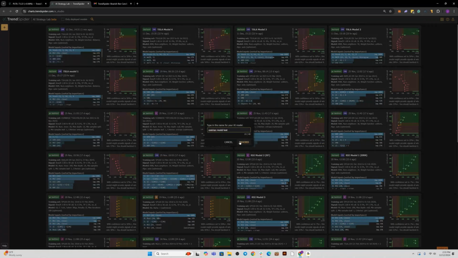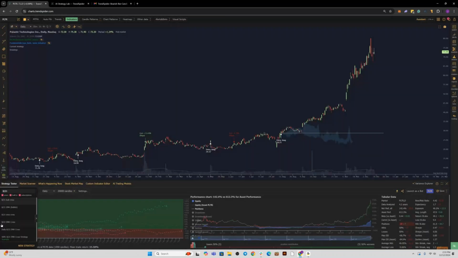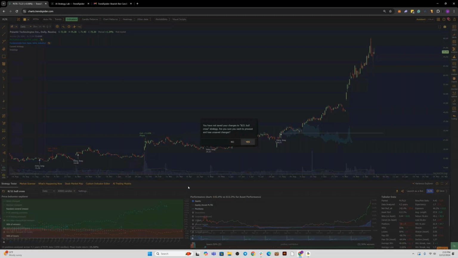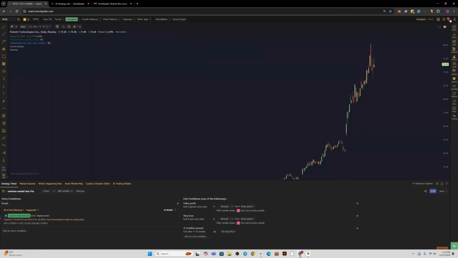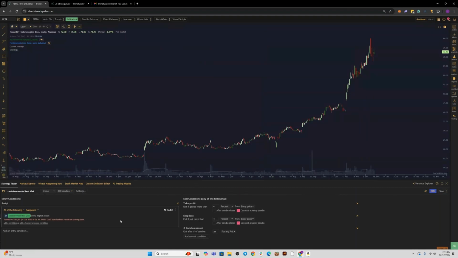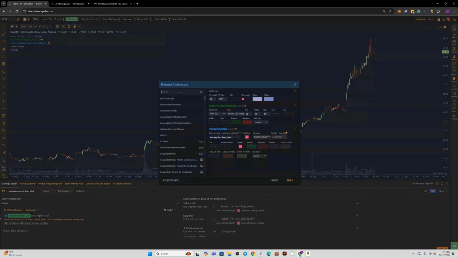And as quickly as I've done that, I can come over here into the strategy tester, type in Sestrian model test, and just like that, the model that I built is now in the strategy tester, ready for me to start running on Tesla to see how it performs. I could start playing around with the conditions here to try and adjust it and make it better. By doing that, it's also now an indicator on the platform.